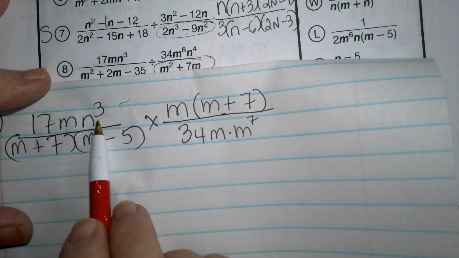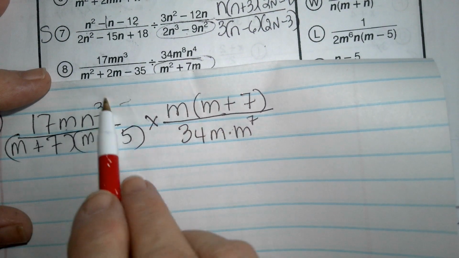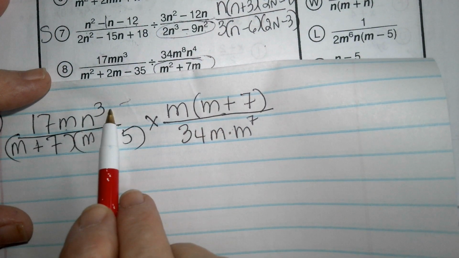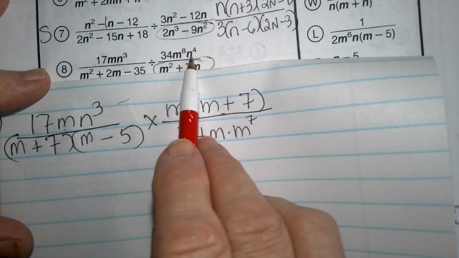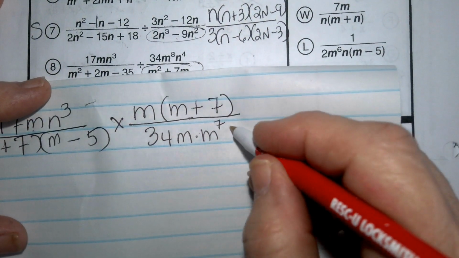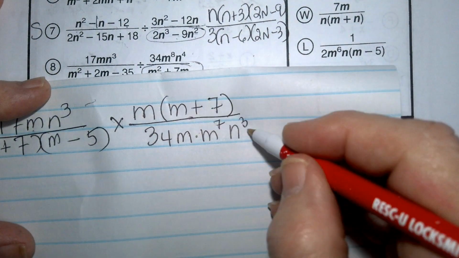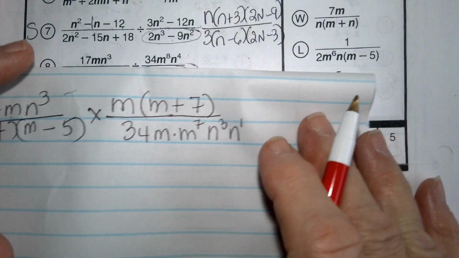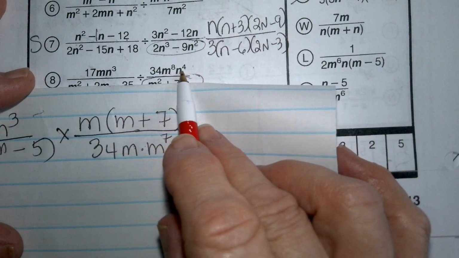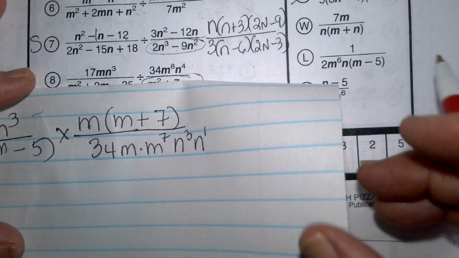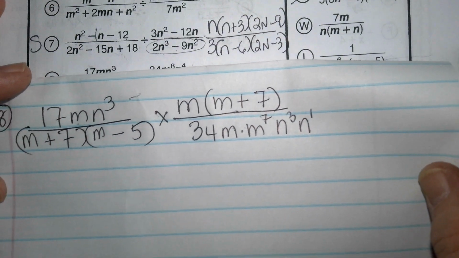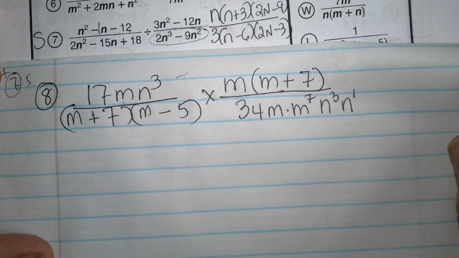Yeah. And I'm going to do the same thing with that n to the 4th, because we're going to be able to cross out an n to the 3. So I'm going to bring this down as n to the 3rd times n to the 1st, which is still that n to the 4th. And you'll see why I do that in a second. So we factored out everything.